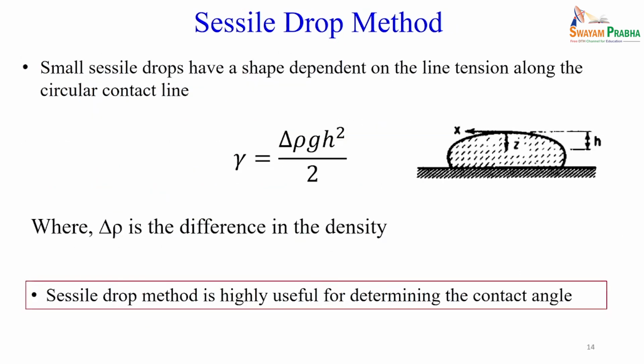Next method is the sessile drop method. The earlier one was the hanging drop, here we are putting the drop on a surface.